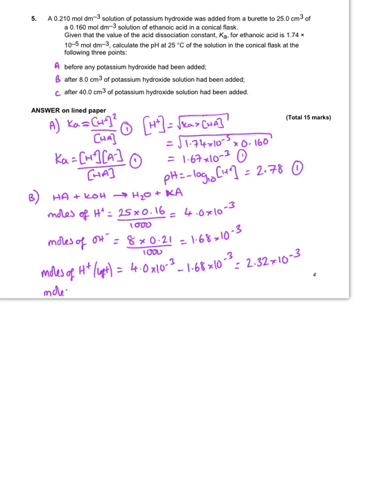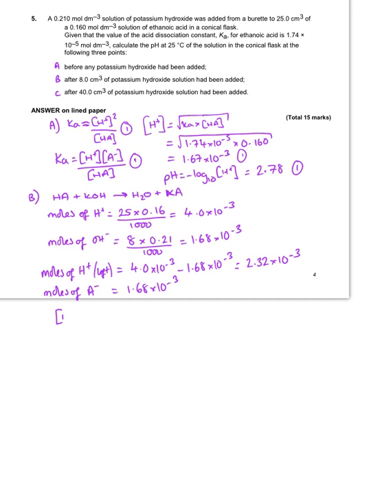And the other thing we want to know is how many moles of our salt we're going to be made. Now, every 1 mole of potassium hydroxide is going to make 1 mole of our salt. So that is just going to equal 1.68 times 10 to the minus 3. Okay, we also need to know the total volume this is in, because both of these need converting back into concentrations.